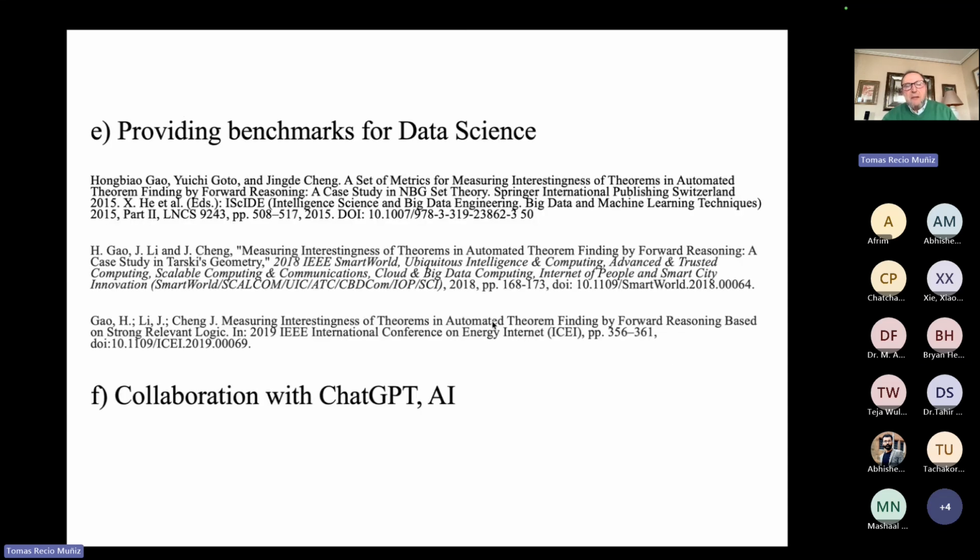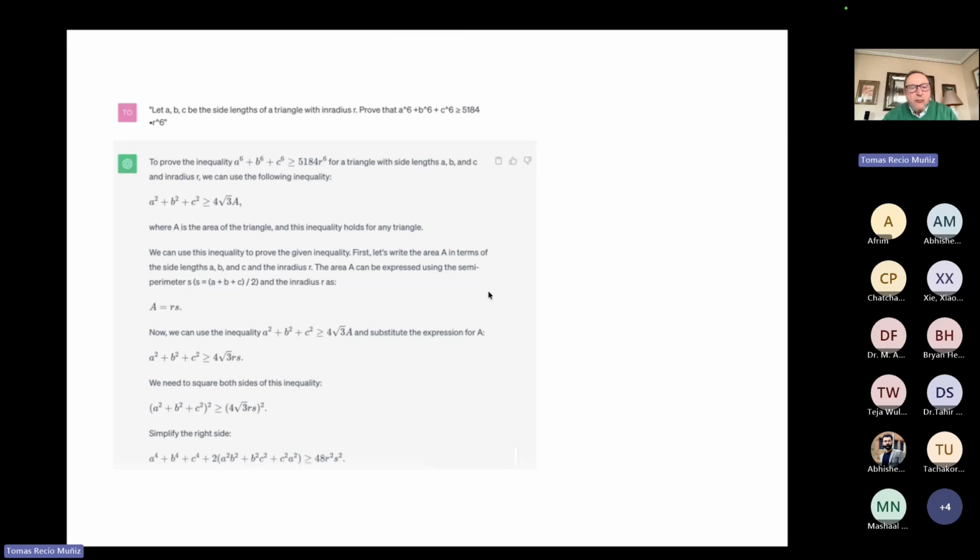Of course, there is also providing a benchmark for data science. These are references where GeoGebra Discovery has already been mentioned, and, as I said, for the collaboration with ChatGPT or, in general, generative artificial intelligence. Here you have one example of this last consequence. This is ChatGPT, where we have asked about one of these statements: what is the relation between a to the 6 plus b to the 6 plus c to the 6 and the inradius? So we ask the machine to prove this inequality.